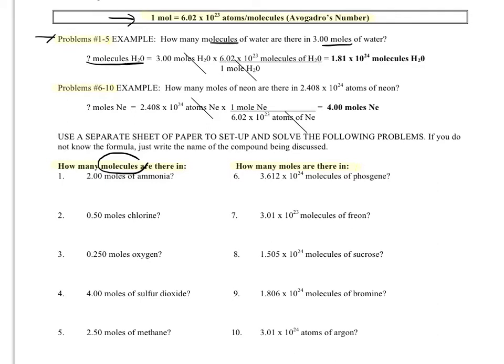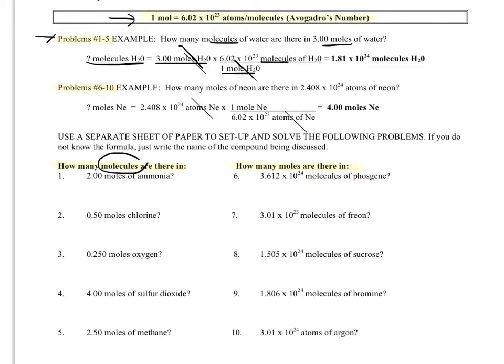I want to know the number of molecules. I've been given the number of moles. And every single time I do a factor label on this packet worksheet 3, I'm going to set up a fraction that has 1 mole on one side of it and Avogadro's number of molecules or atoms on the other side. And the reason I've put 1 mole on the bottom here of my fraction is because it allows me to cancel out moles. And so I do my multiplication.